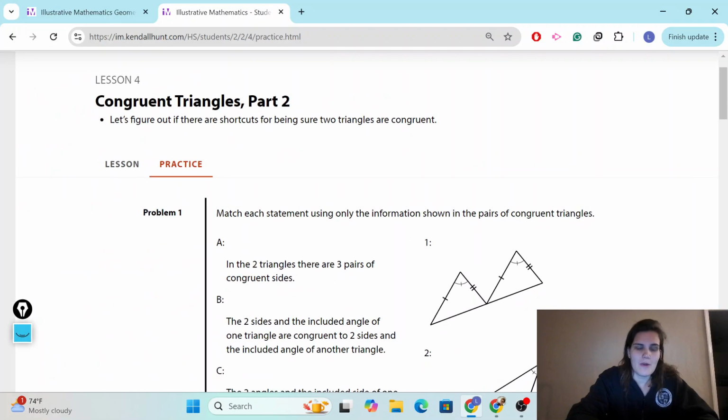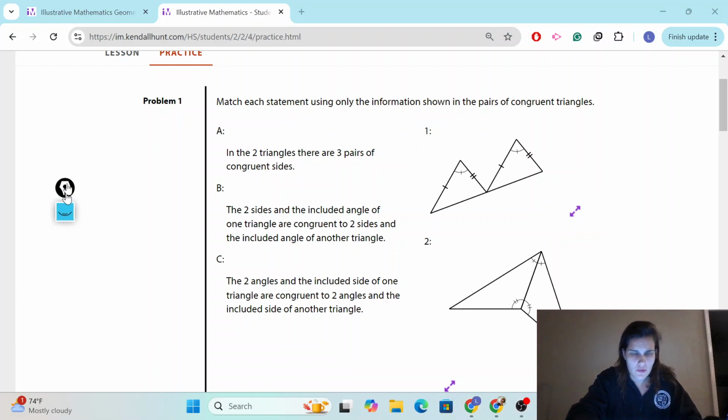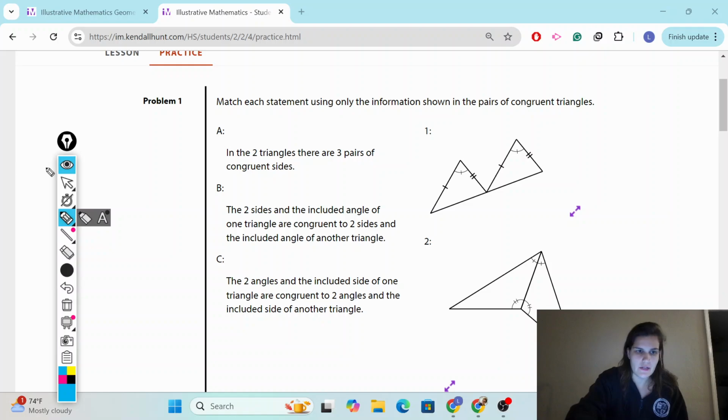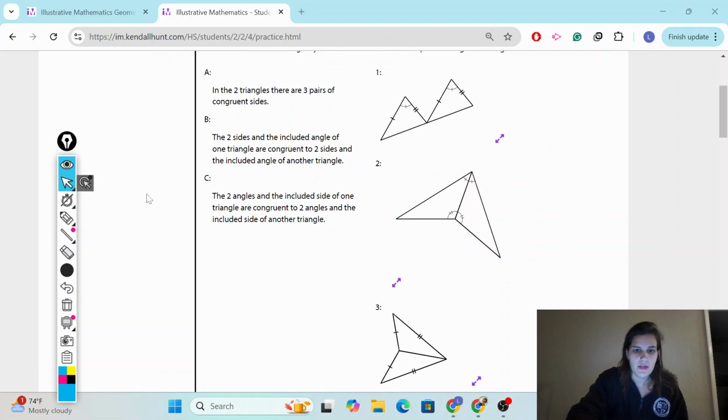Let's get started. Problem number 1. Match each statement using only the information shown in the pairs of congruent triangles. So, we're going to match the statements with the pairs of congruent triangles. Let's scroll down a little bit so we can see all of them. A. In the two triangles, there are 3 pairs of congruent sides.